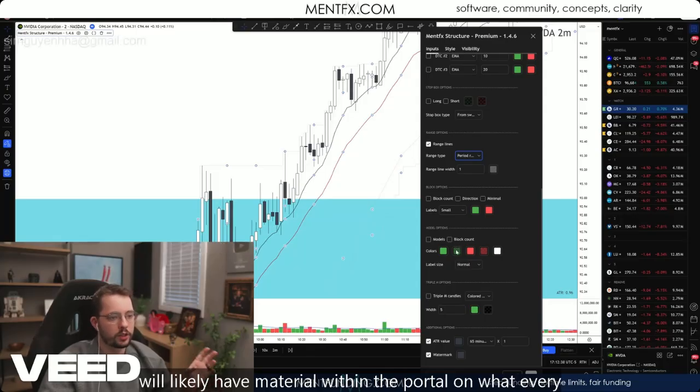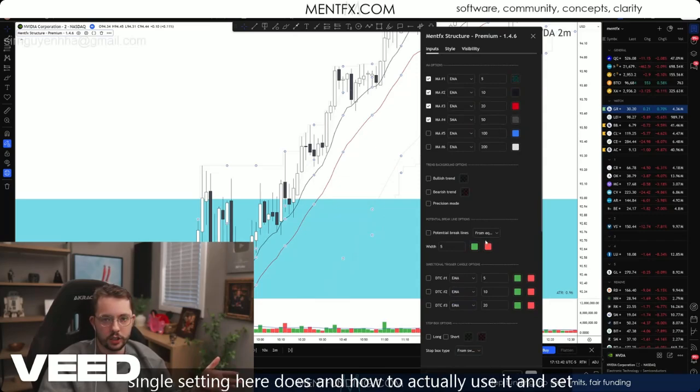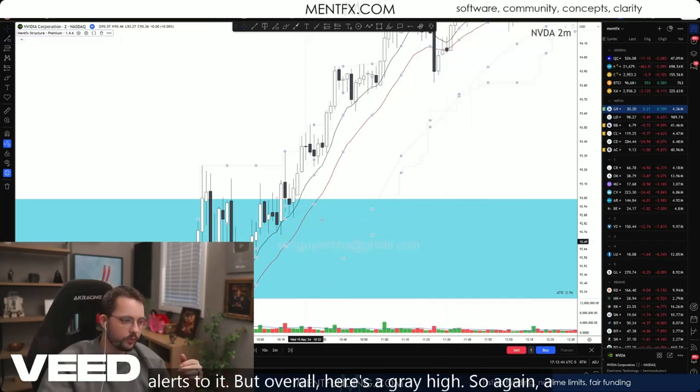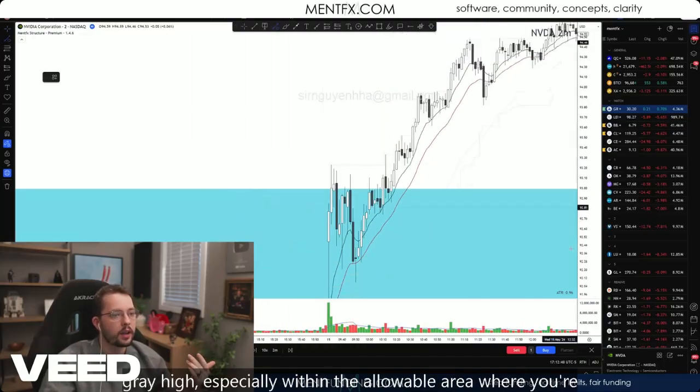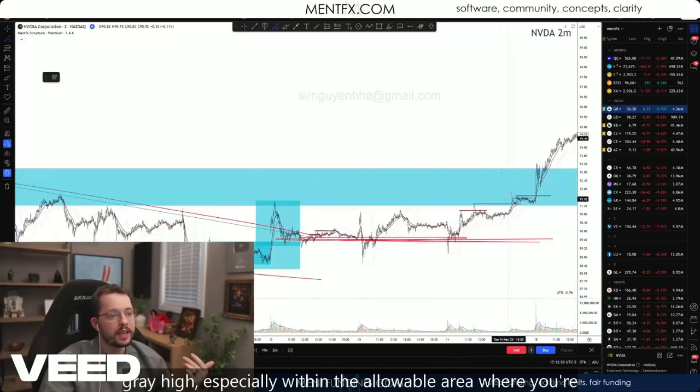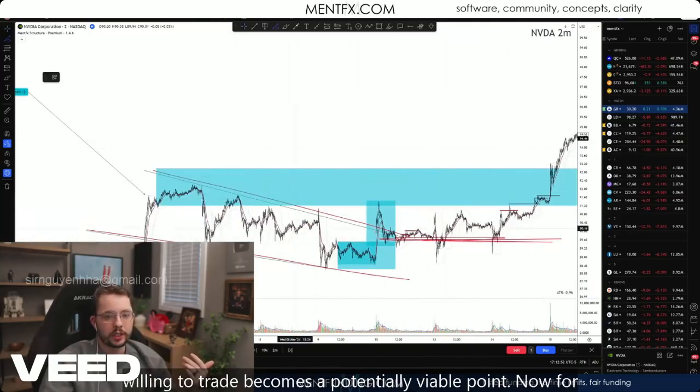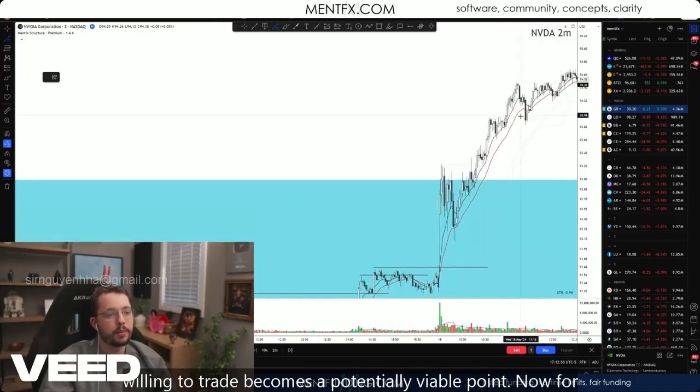And we'll likely have material within the portal on what every single setting here does and how to actually use it and set alerts to it. But overall, here's a gray high. So again, a gray high, especially within the allowable area where you're willing to trade, becomes a potentially buyable point.